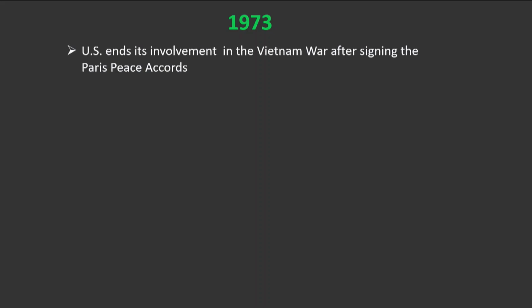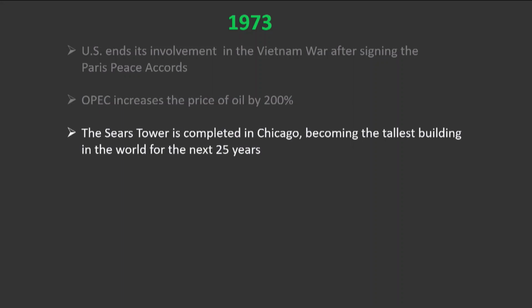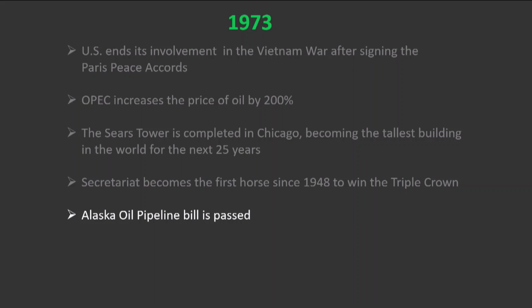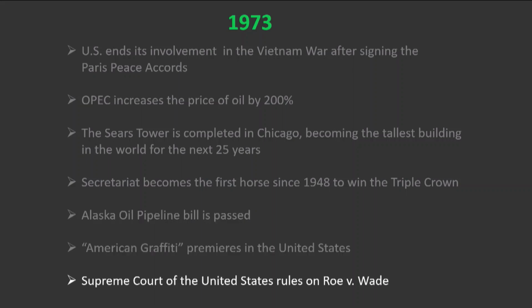This is when the U.S. ended its involvement in the Vietnam War. Things seemed the same. The price of oil doubled, same as this year. I'm from Chicago, so I had to mention that. The Alaska Oil Pipeline Bill was passed. American Graffiti premiered, and Roe versus Wade was passed and now overturned, of course.